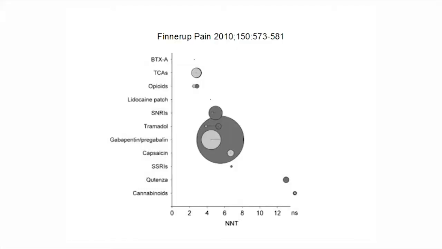You may be interested to know that there are some new kids on the block. The Qutenza, which is the capsaicin patch. Anyone use that at all? No? And the one at the top, BTX, is Botox that we use for migraines and tension headaches. It's also used infiltrated into the bladder as well for interstitial cystitis.